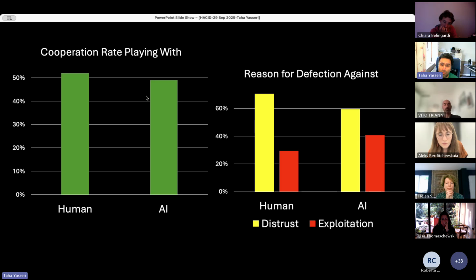However, when we look at the motivations behind, when we ask the second question and combine the two answers, we see that among people who defected against the partner, among people who cheated, the ones who cheated because they distrusted the partner were much more common when the partner was a human, and the percentage of people who exploited the partner was larger when the partner was AI. So overall, we cooperate with AI to the same level, yet when we don't, it's mostly because we feel all right to exploit them rather than to distrust them.